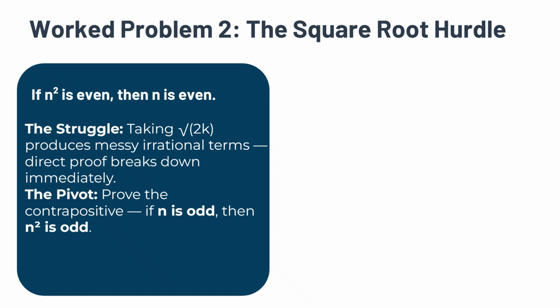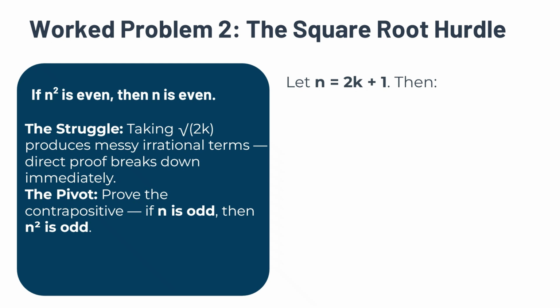Our next claim is, if n squared is even, then n is even. At first, proving this directly can feel cumbersome, because squaring introduces extra terms that complicate the arithmetic. Instead, let's use the contrapositive. The equivalent statement is, if n is odd, then n squared is odd.